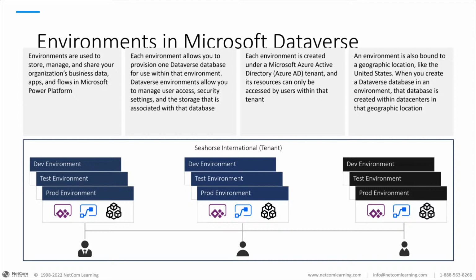You could do setup of environments based on geographical location, or their function, a number of different things. So I can have a dev, test and production environment in the United States, and I could do a dev, test and production environment in Europe. Or I could single out a single dev and test environment across all the geographical locations and then create multiple production environments. The point is that each environment allows you to provision one database and use within that environment, right?